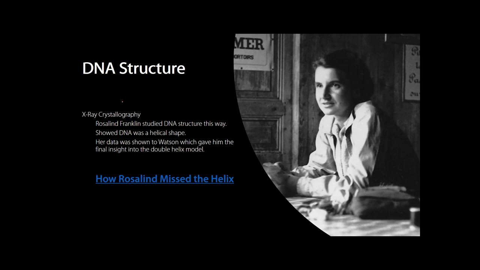And Pauling did a lot of the early work in protein structure. He's the one that discovered the alpha helix, for example, in protein structure. And so he was working on a manuscript and putting together a model of DNA, but he had it wrong. He was going with a triple helix.